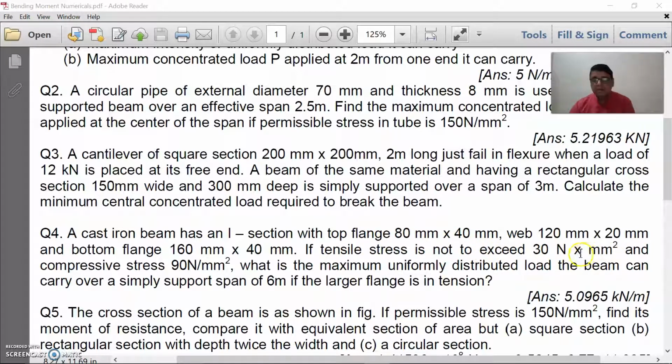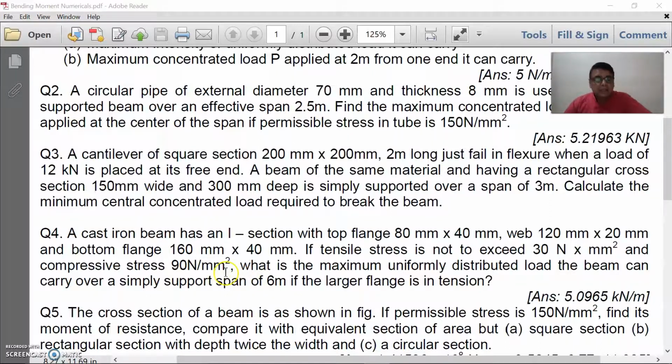30 Newton per mm square, and compressive stress is 90 Newton per mm square. So in this, he's told you that tensile stress is not to exceed 30 Newton per mm square, and same way compressive stress as 90 Newton per mm square. Okay. Then he is asking what is the maximum UDL, maximum uniformly distributed load, that is UDL.